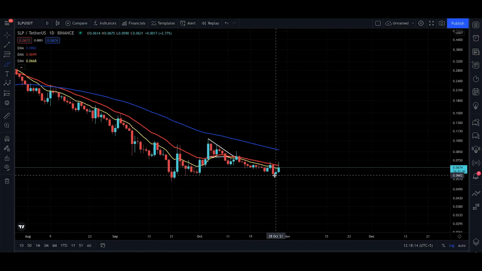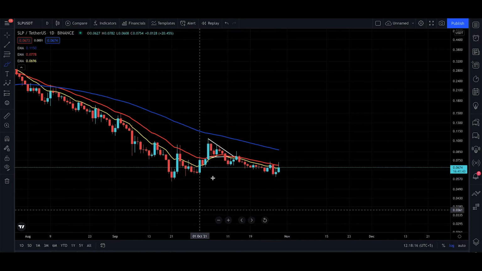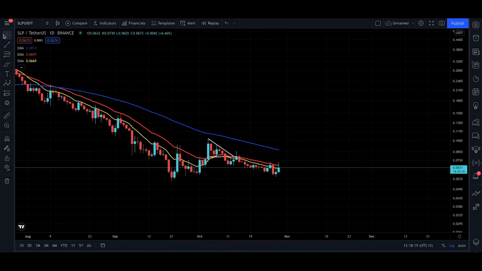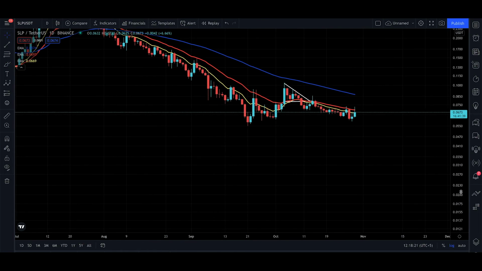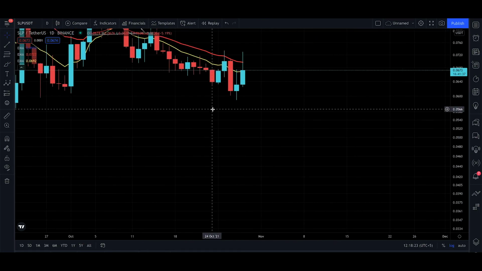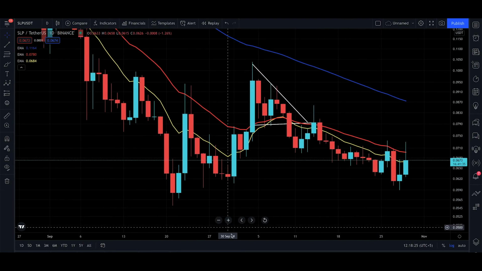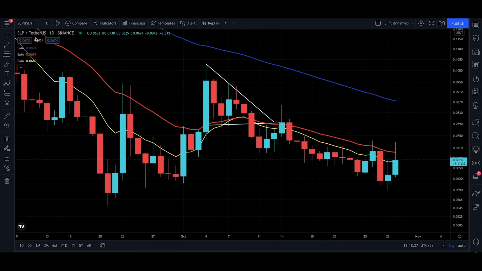0.059, okay? This is where it bottomed out in my opinion, and that was the technical target of this descending triangle, okay? We had a descending triangle. I gave you the technical target. I did explain about SLP.